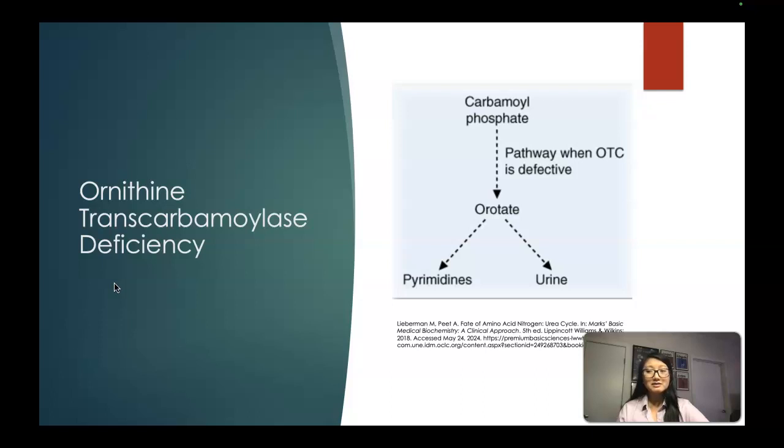A defect in OTC would cause an accumulation of carbamoyl phosphate, which will be shunted to this alternative pathway. This would cause an accumulation of orotate, and high levels of orotate will be excreted in the urine, as evident in the case of this individual. Her urine orotic acid was significantly high. Her plasma citrulline levels were normal, so that indicates that some molecules of carbamoyl phosphate are still used by OTC to produce citrulline. This means there is a deficiency of OTC, but it is not completely absent.